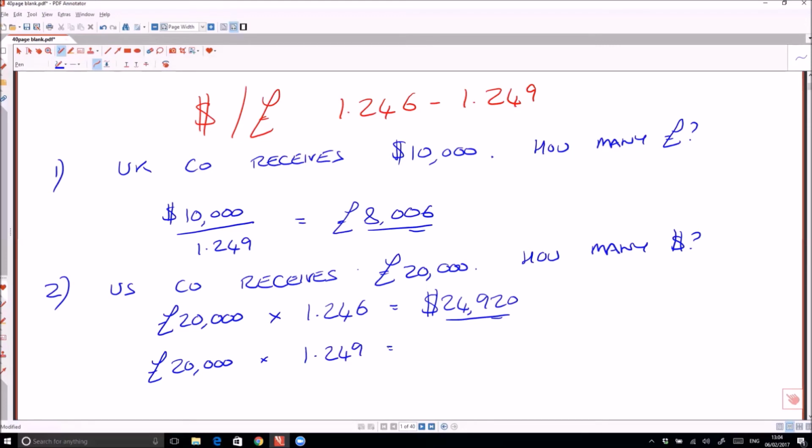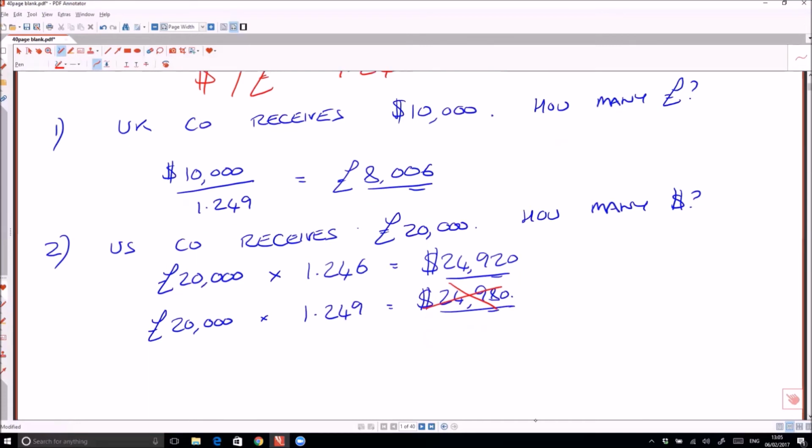Well, you get, I think, $24,980. And then what do you say to yourself? If you're the US company, what would you prefer to receive? Would you prefer the 24,980 or the 24,920? Quite obviously, you would prefer the 24,980. And therefore, that is the one the bank doesn't give you. If you like, you get the one which is worse for you, and you don't get the one which is good for you. And what's the little note, if you like? We can say what? Note.